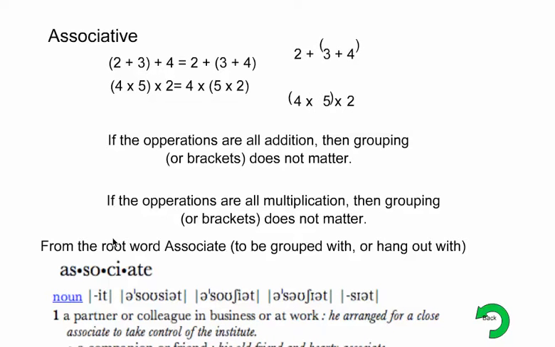This is from the root word associate. Like the people you associate with are the people you hang around with, right? So it's to be grouped with. And that's it for the associative law.